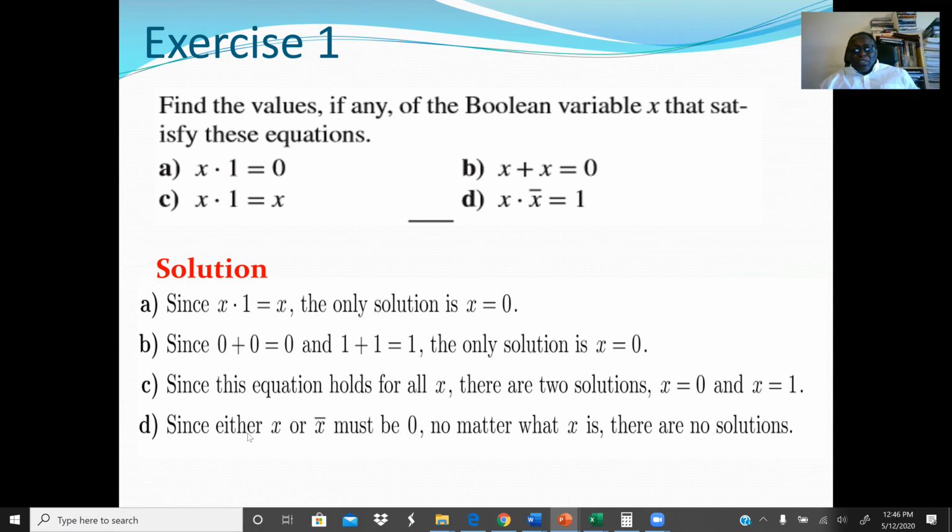Now the next question says, since either x or x invert must be 0, no matter what x is, there's no solution. So this is D. If x is 0, x invert should be what? 1. So the answer will be 0. If x is 1, x invert will be what? 0. The answer should be 0. So x times x invert can never be 1. So here, since either x or x invert must be 0, no matter what x is, there's no solution.